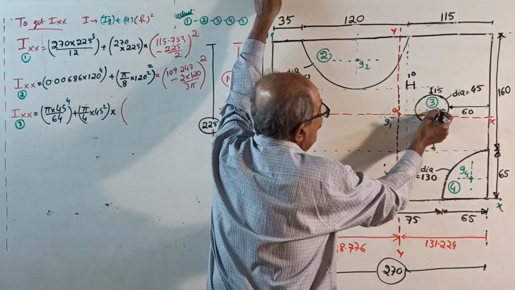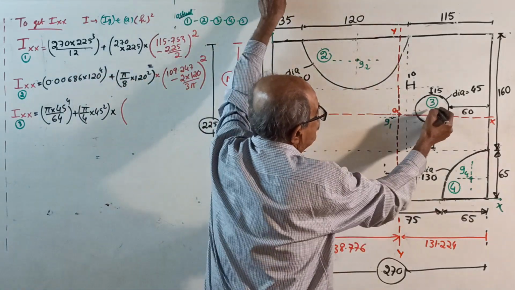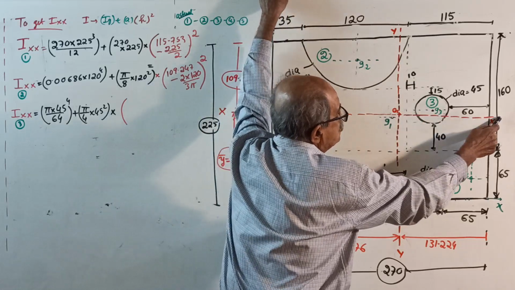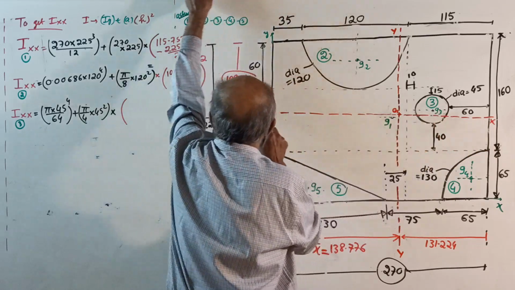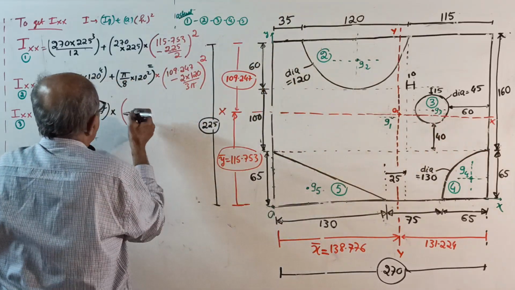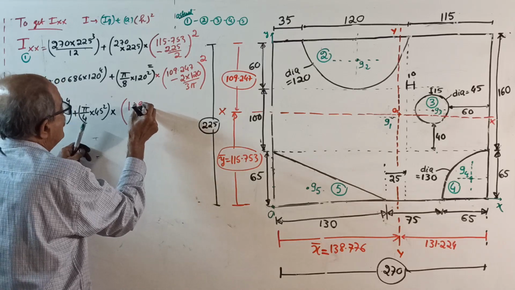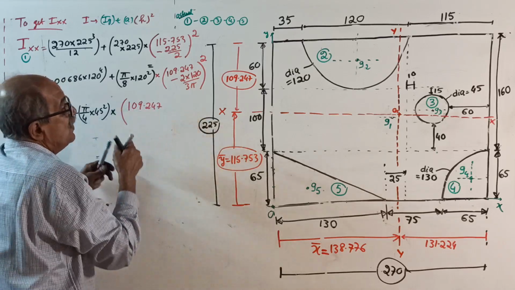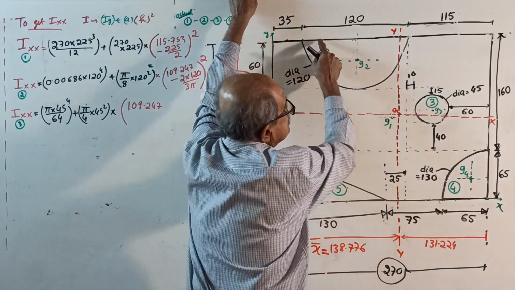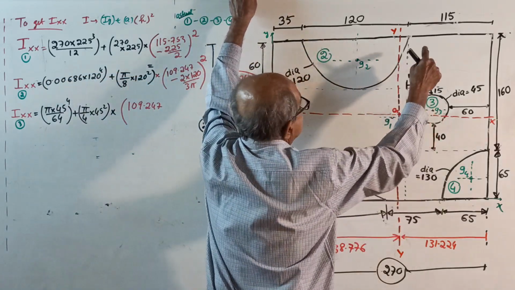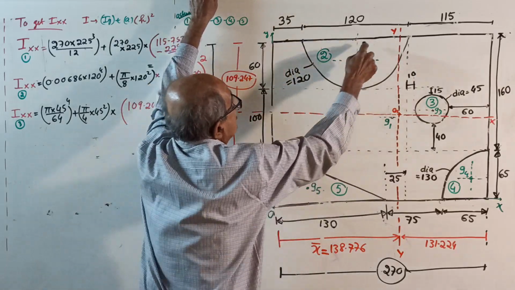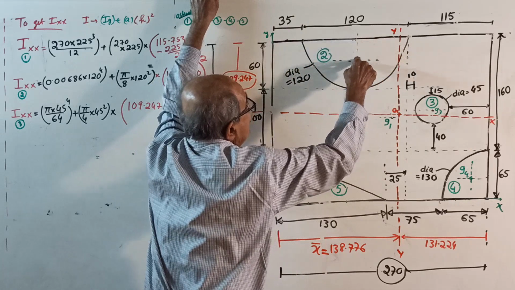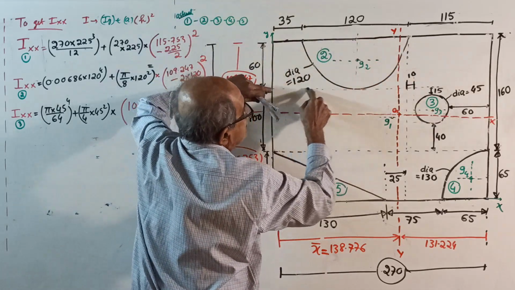From the centroid of the circle to the xx axis, this distance square is 109.247. From 109.247, see here, subtract 60 from here to here. See, subtract 60. See here level. Subtract 60.